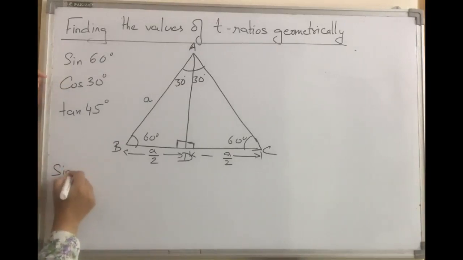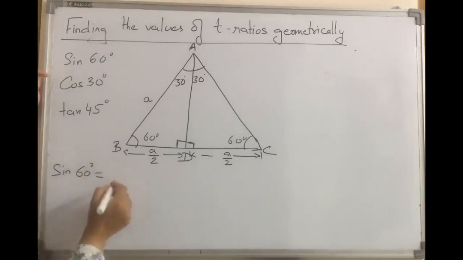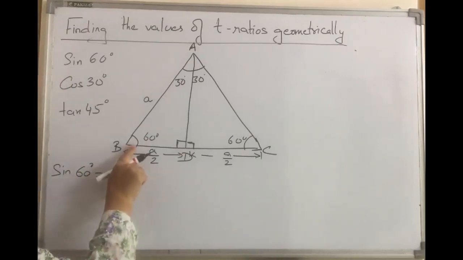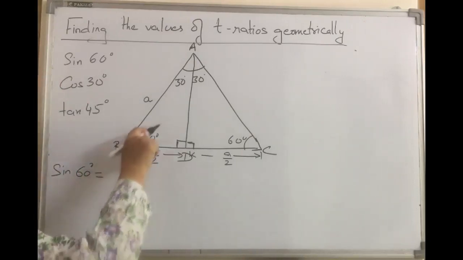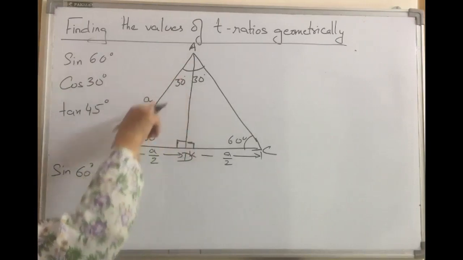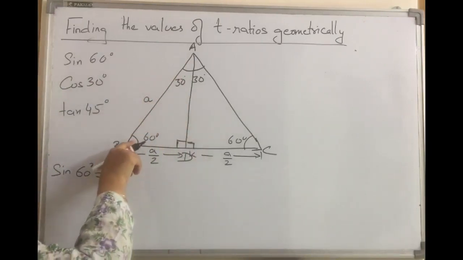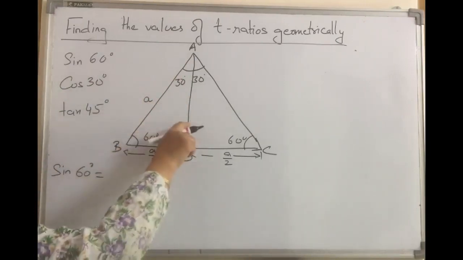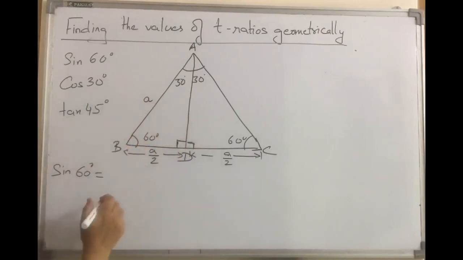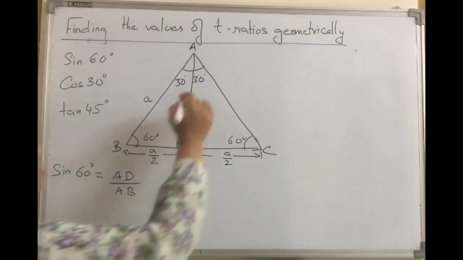Now, if we find sin 60 degree from this figure, sin 60 degree means we are talking about this angle and we are talking about triangle ABD. In triangle ABD, sin of this angle will be perpendicular upon hypotenuse. So, perpendicular is AD, hypotenuse is AB. Now, what is the length of the perpendicular? By using Pythagoras theorem, we can calculate.